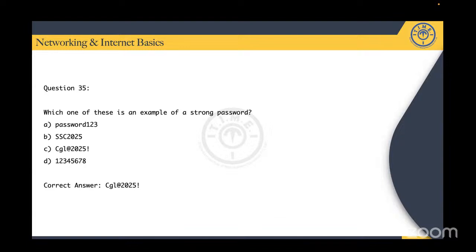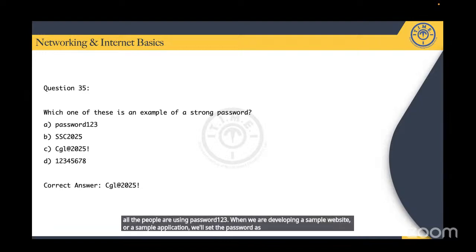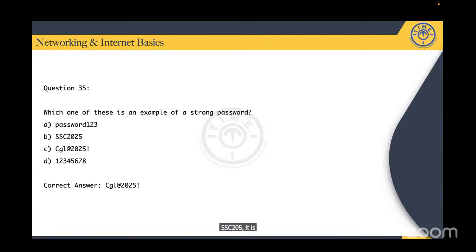Why are the other options wrong here? Option A is a common dictionary word, right? All the people are using password123. When we are developing a sample website or sample application, we set the password as password123. SSC205 is very predictable exam-related text. 12345 is one of the weakest passwords globally. That's an easy combination. So special characters plus numbers make the password stronger.